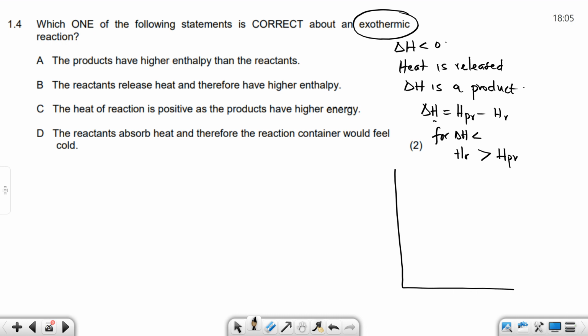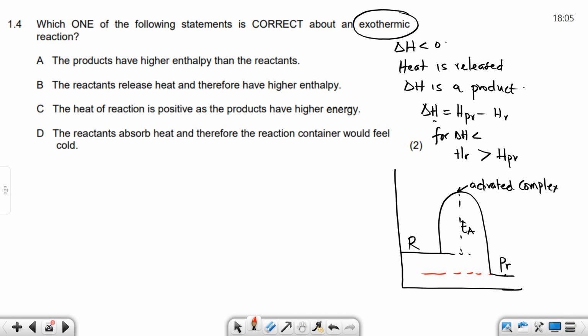And what is the graph? While we're here, exothermic, exit. This is what I do. It's always easier for this guy to get out, it's closer to the ground. Exit. This is the reactant, the product, the activation energy, the activated complex, and right in between these two is delta H. I'm sure everybody remembers that graph. So what's our correct option here?